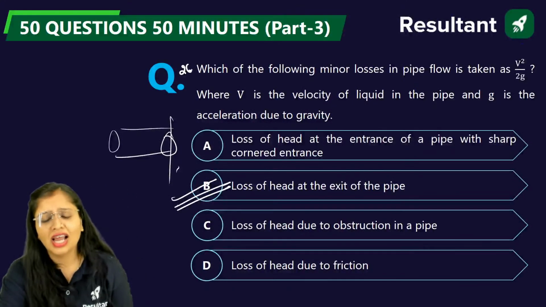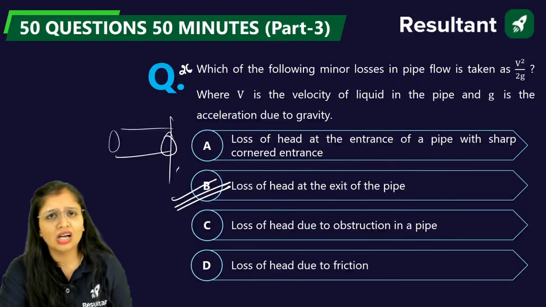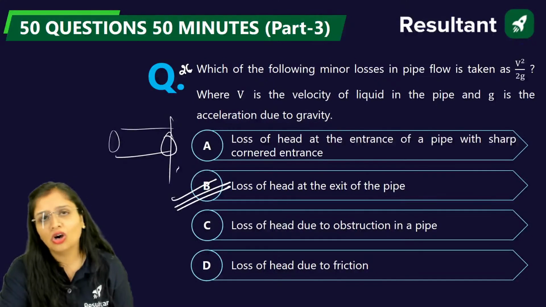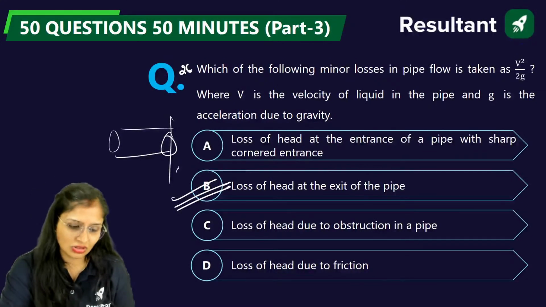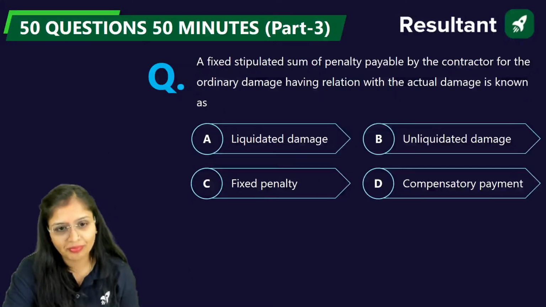You have different formulas at the entrance, obstruction, friction. Whatever the case, either they will give you the shape of it or they'll ask you to consider these losses. Okay.